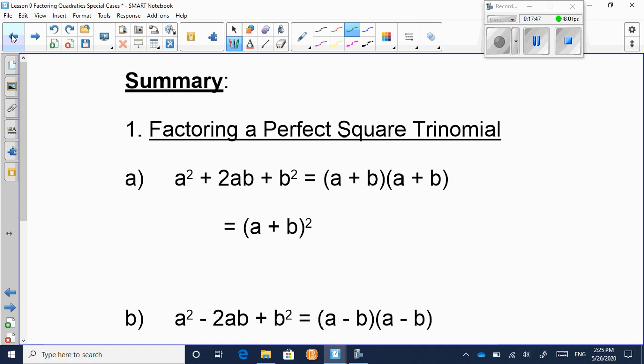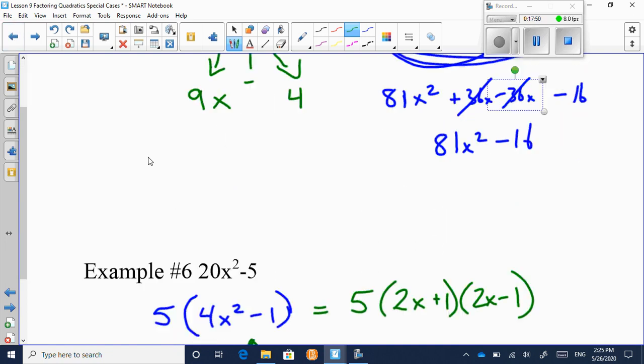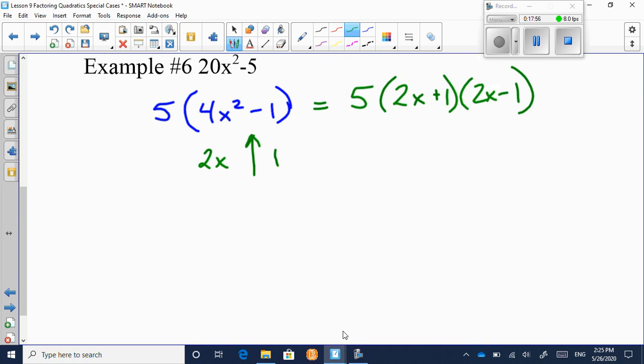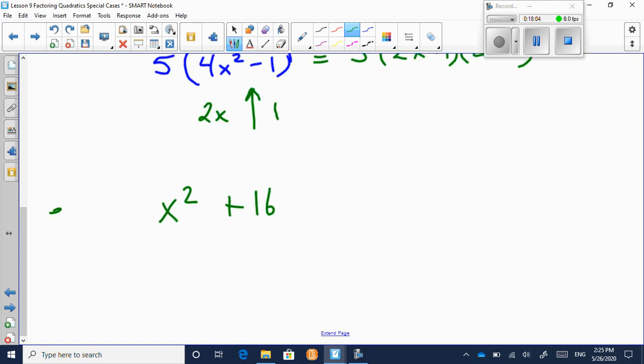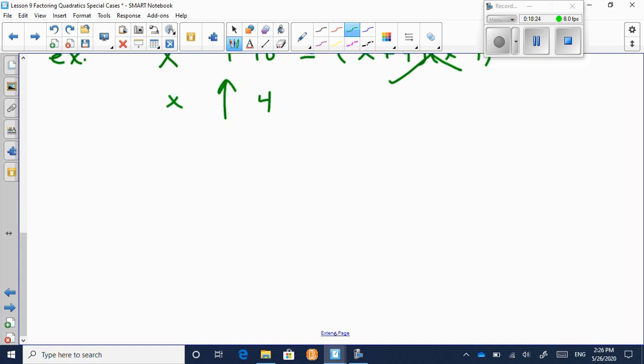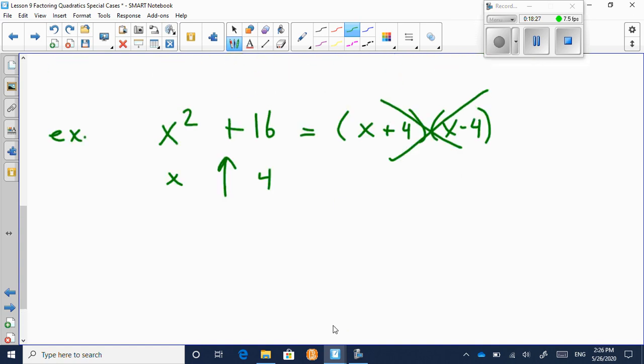One final thing I forgot to mention is if you get something like this and it's not a negative sign between them. So let's say you had x squared plus 16. People might think, oh, wait a second, that's x times x, and that's 4 times 4. So that one is x plus 4, x minus 4. Well, no, it's not, because this has to be a negative sign for that to work. So please, if you get one like this, it is not a difference of squares.